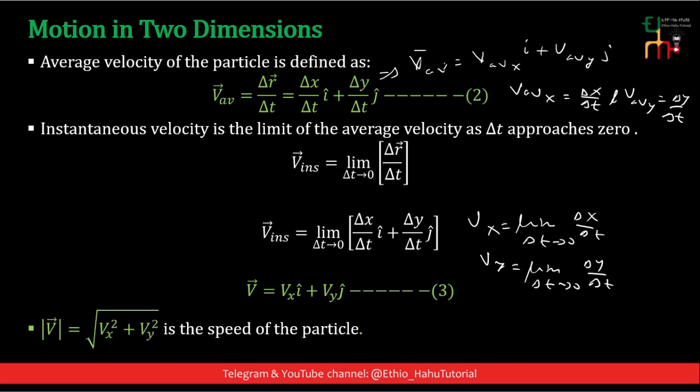The instantaneous speed of the particle is simply the magnitude of this velocity. The magnitude of this velocity is simply obtained using Pythagoras theorem. That is the square root of Vx square plus Vy square, because V square is equal to V dot V, and this is equal to Vx i plus Vy j dot V, which is also Vx i plus Vy j.